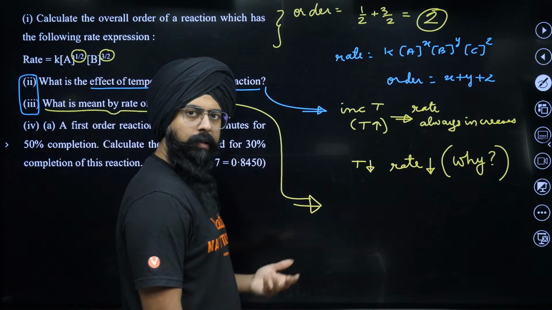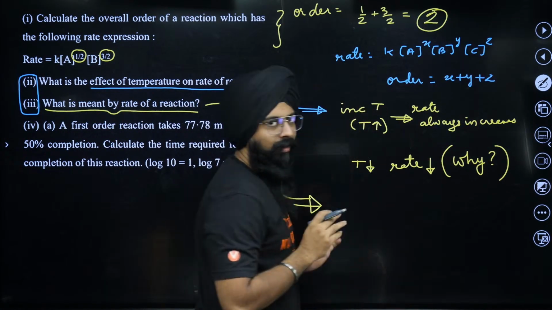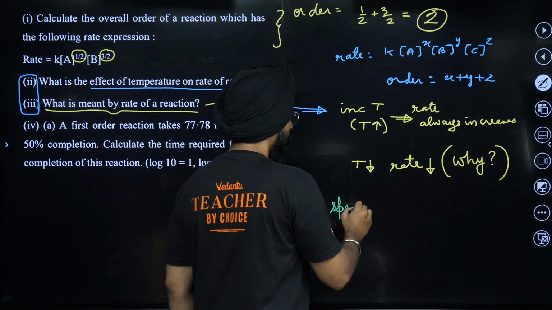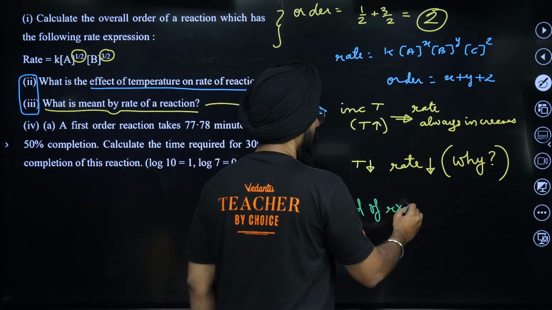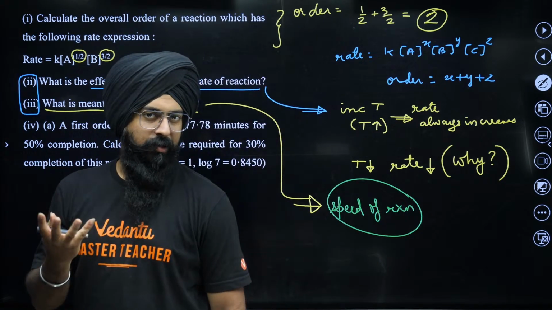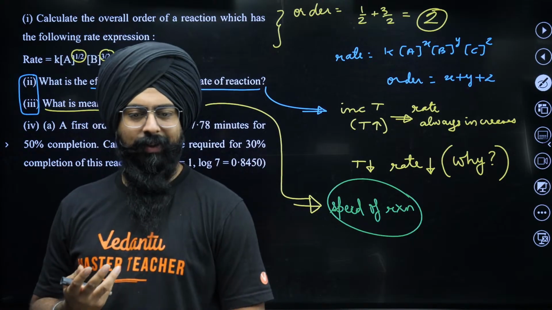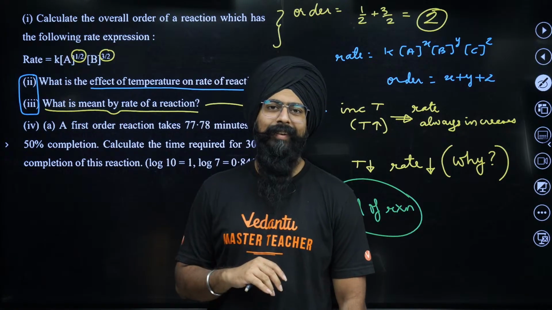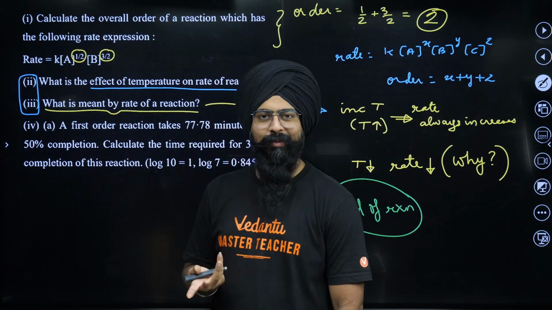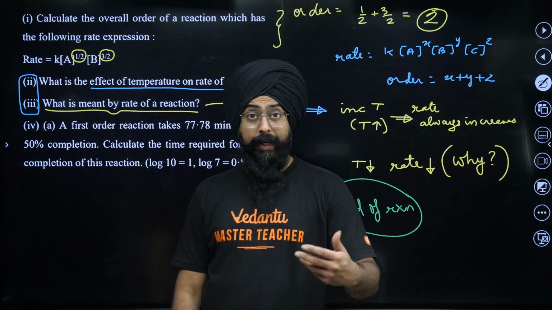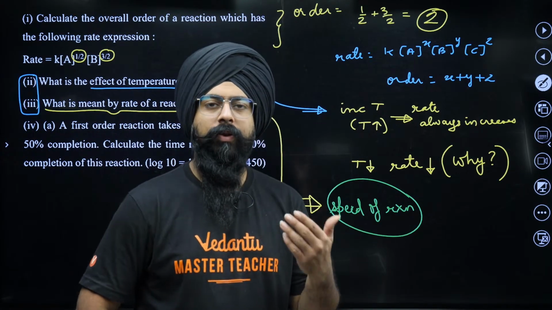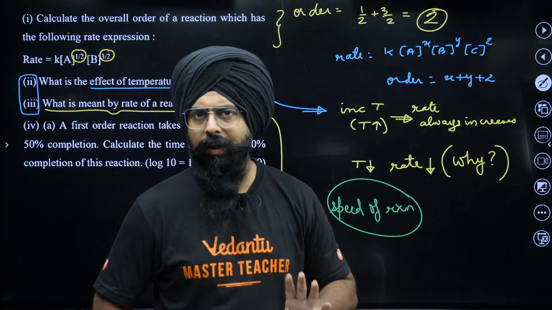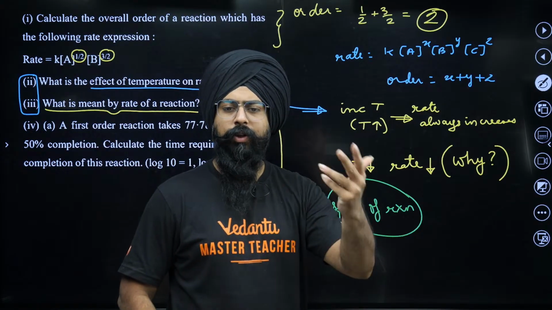Yes, rate means, in very simple layman terms, rate is basically speed. But now you must be wondering, sir, shouldn't we use some fancy words to describe the rate of the reaction, especially in the board examination? Speed sounds very simple, so shouldn't we have some better definition for the rate of the reaction? You might write it as the rate of change of amount of reactants, rate of change of amount of products. You can write it like that.